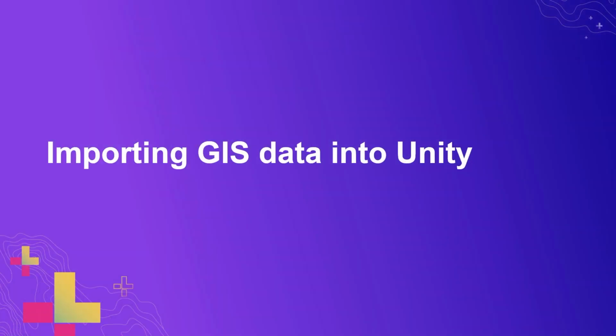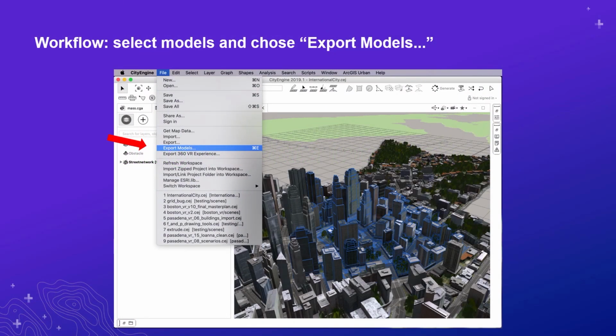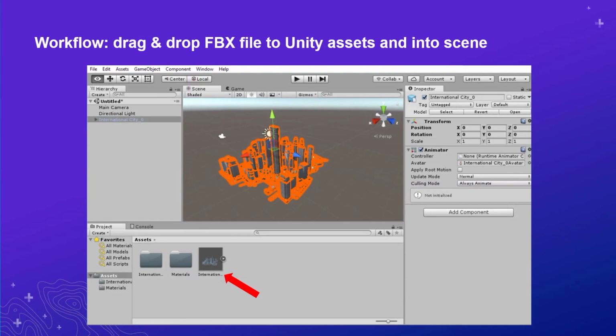So now let's have a look at how this works in Unity. Here we have a typical city in CityEngine. You have generated models. You would just do a selection. You would then go and say, okay, I want to export these models. You select the Autodesk FBX exporter. You tweak some of the settings. What's really important here is that you embed the textures so they will show up inside Unity again. And then you basically just drag and drop the FBX file into the Unity Assets tab and then into the scene, and the city will show up inside Unity. Now you have your little city there.